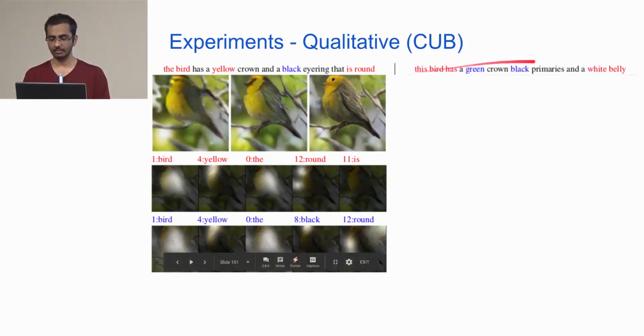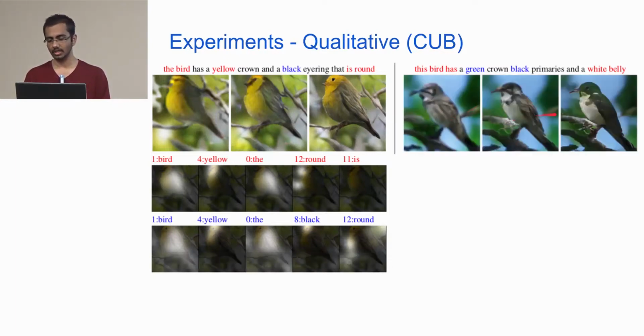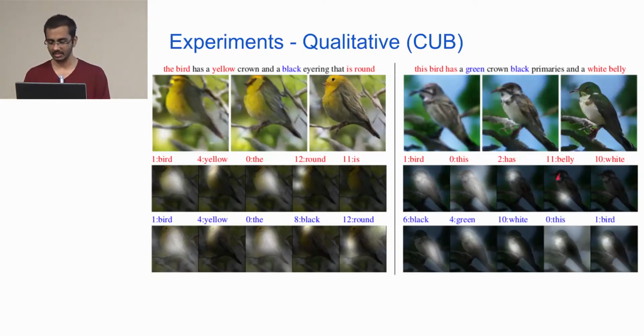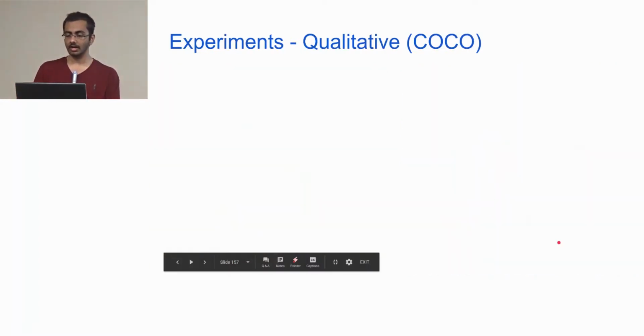Next, another sample with this caption. This is the output of G0, then G1 and G2. These are the outputs for the second stage generators here, and these are the top 5 attended words, the same thing. Basically, over here, as you can see, more relevant words are captured: black, green, white. There are some useless words as well, but they are far below. They are not the top attended words.